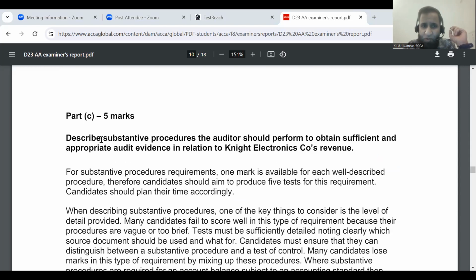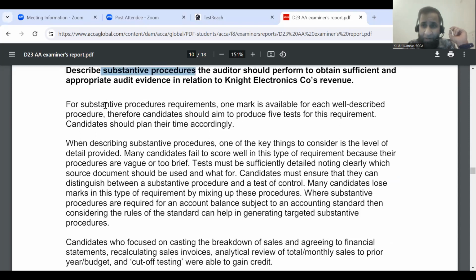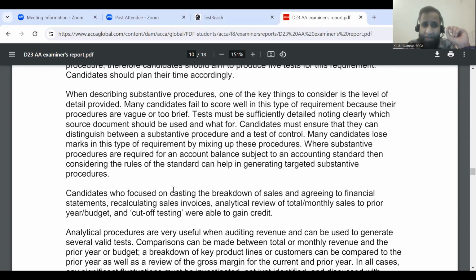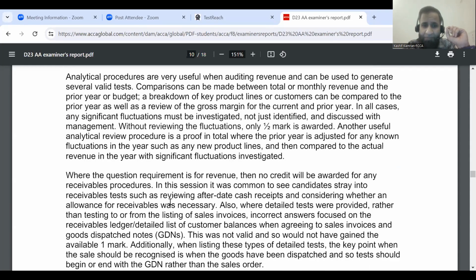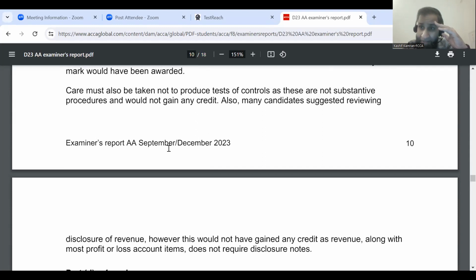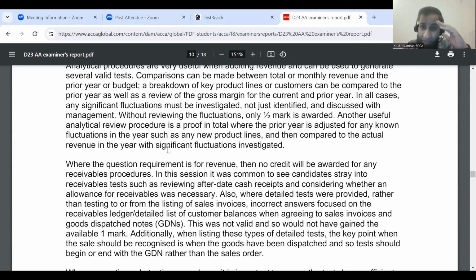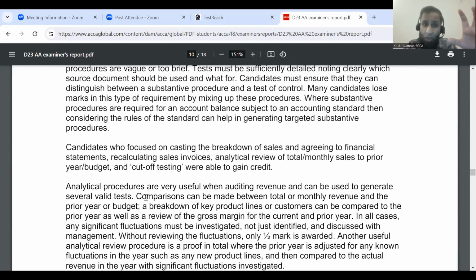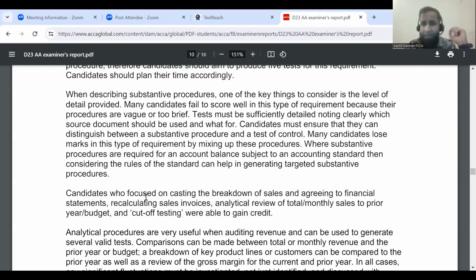See, substantive procedures. He's telling you, look at the commentary on substantive procedure just for 5 marks. 1 para, 2 para, 3 para, 4 para, 5, 6, 7. 7 paras just for a 5 marks question. This is much better than examiner answers. He's telling you what student did good, what student did bad. You can learn from them. He also tells you what is the right procedure, what is the wrong procedure.